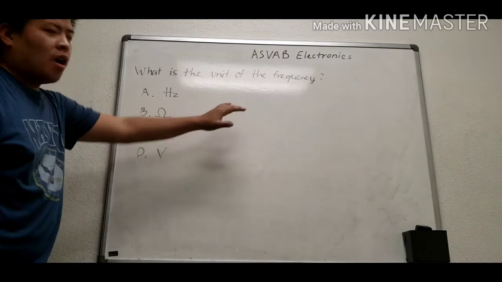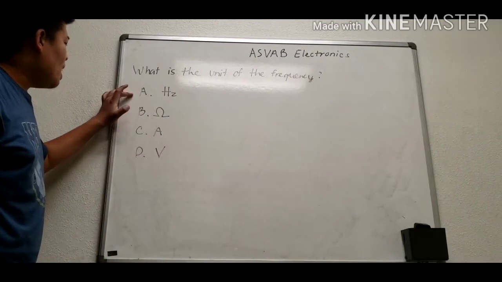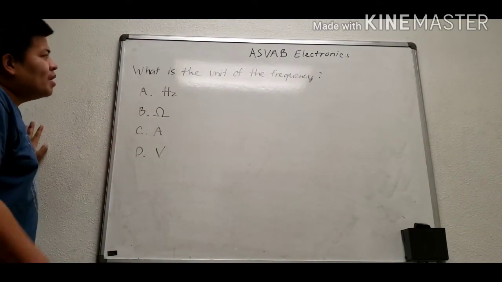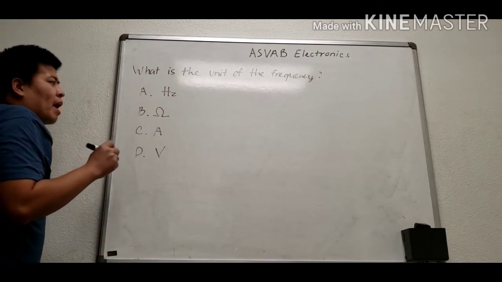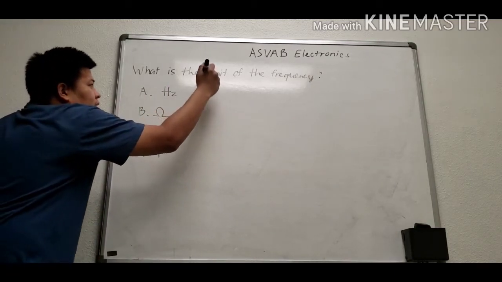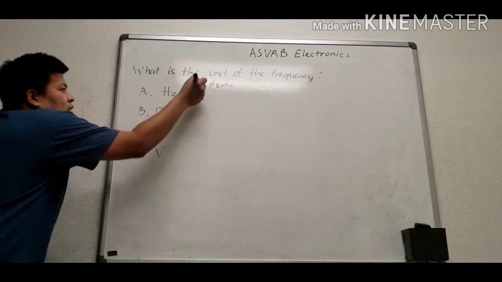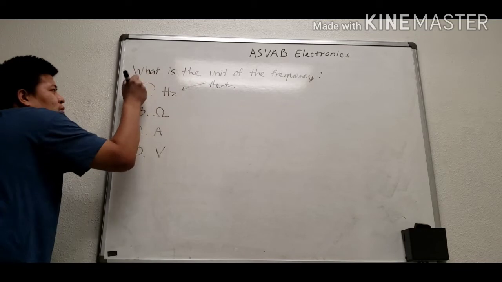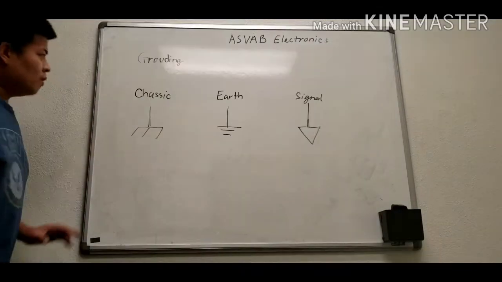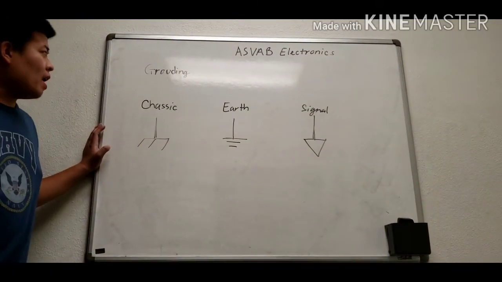What is the unit of frequency? We have A, B, C, D. We know that frequency should be hertz, so this is A. So we choose A. We will learn about the grounding.